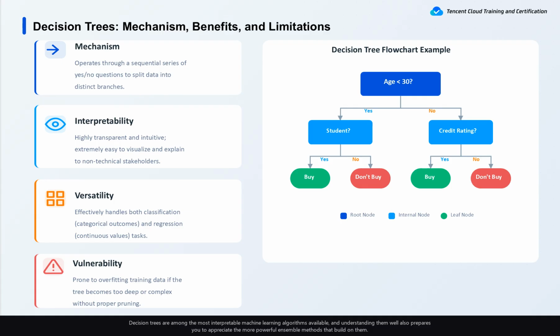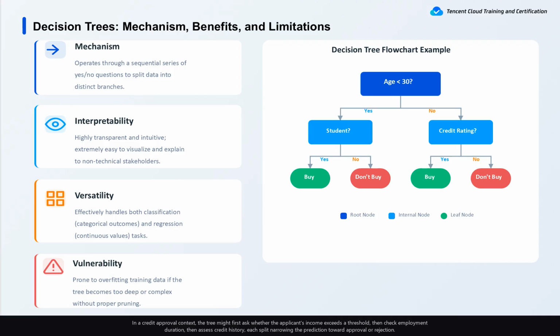Decision trees are among the most interpretable machine learning algorithms available, and understanding them well also prepares you to appreciate the more powerful ensemble methods that build on them. A decision tree works by recursively splitting data based on feature conditions, creating a branching structure that closely mirrors human decision logic. Starting at the root, each internal node tests a feature condition, and data follows the appropriate branch. Leaf nodes produce the final predictions.